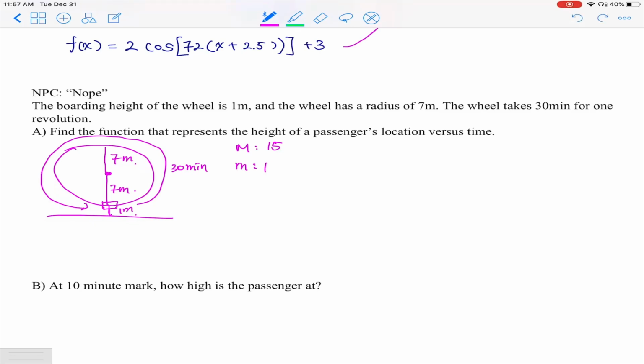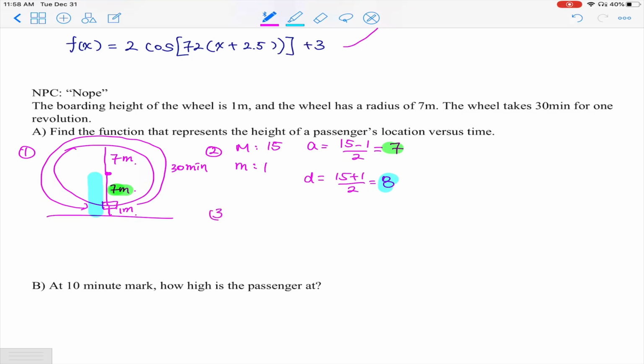Now, because of that, we can find it. So this gives me A equals the max minus min divided by 2, 15 minus 1 divided by 2, and that is 7. Hopefully you notice they're the same. Whenever the radius is given to you, that's your amplitude, because that's how much you're going up and down by. Then your D is the max plus min divided by 2, 15 plus 1 divided by 2, which is 8. Hopefully you notice this is the distance from the center to the ground. So the height of the center of the Ferris wheel is your midline, because that's the middle: 7 meters down, 7 meters up.